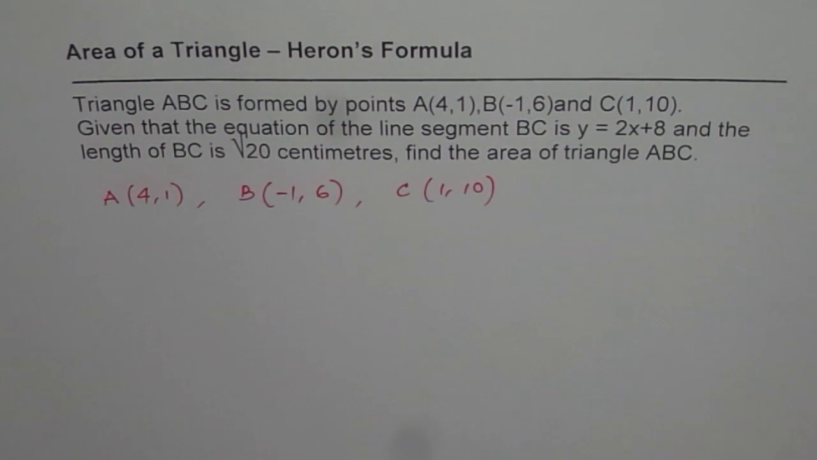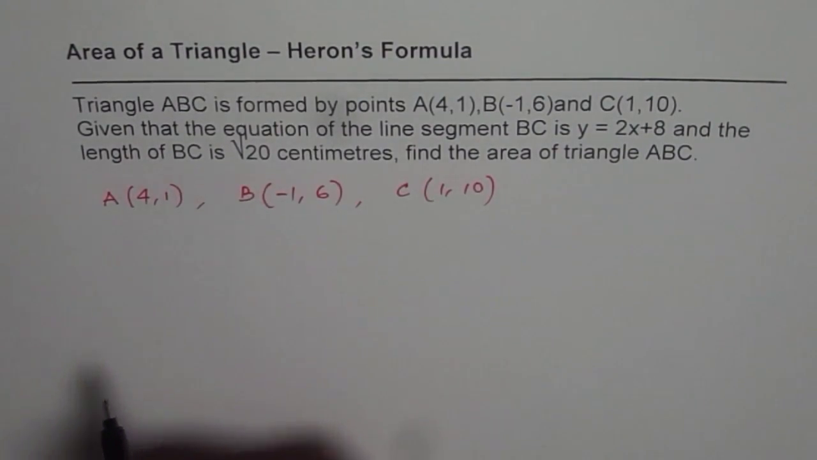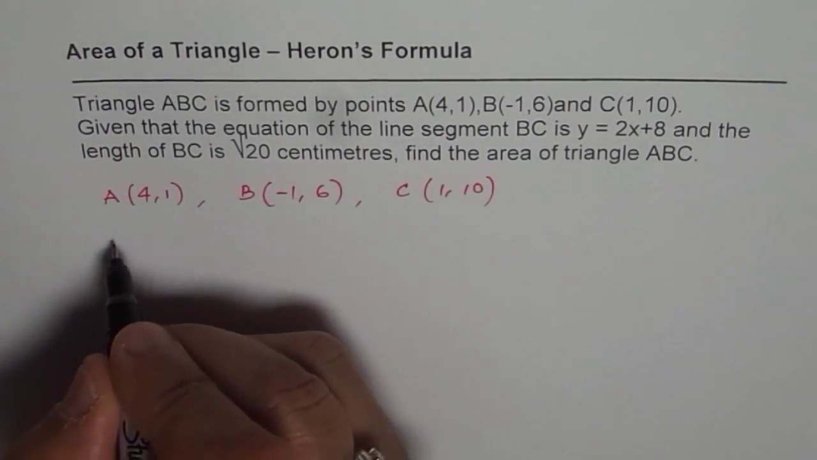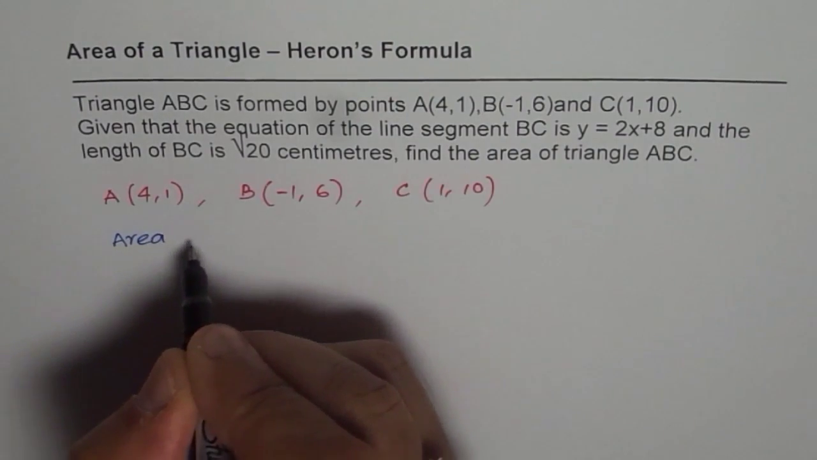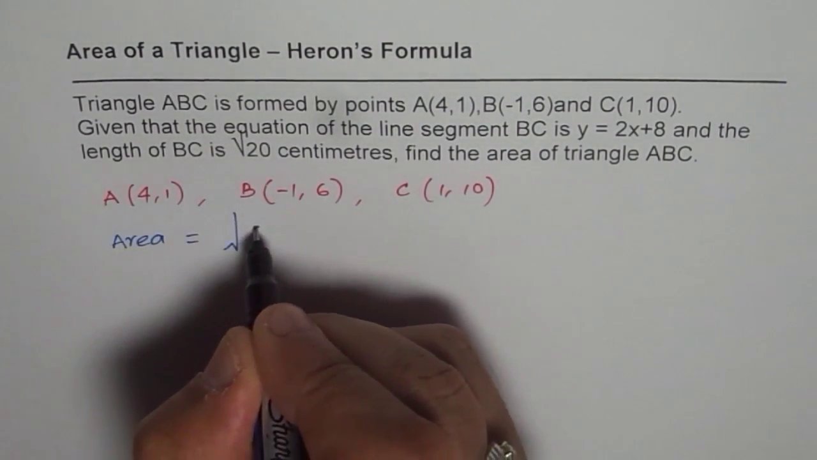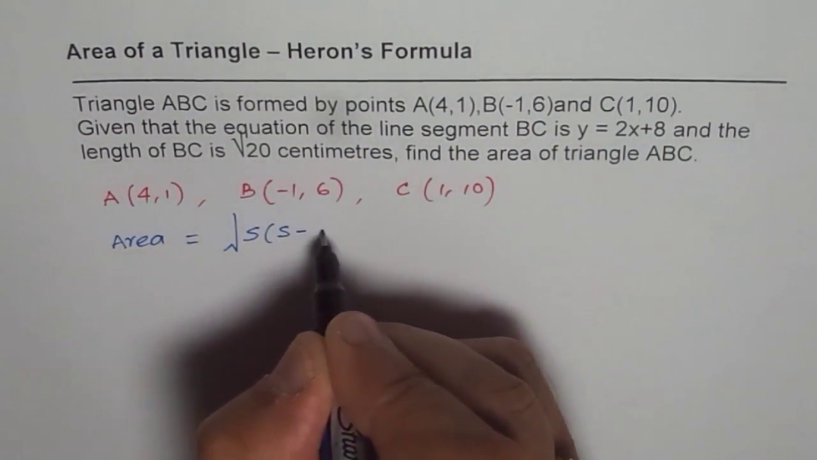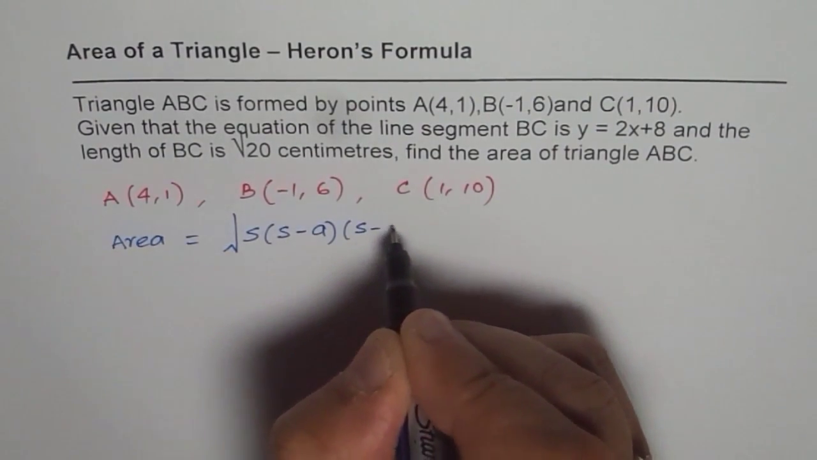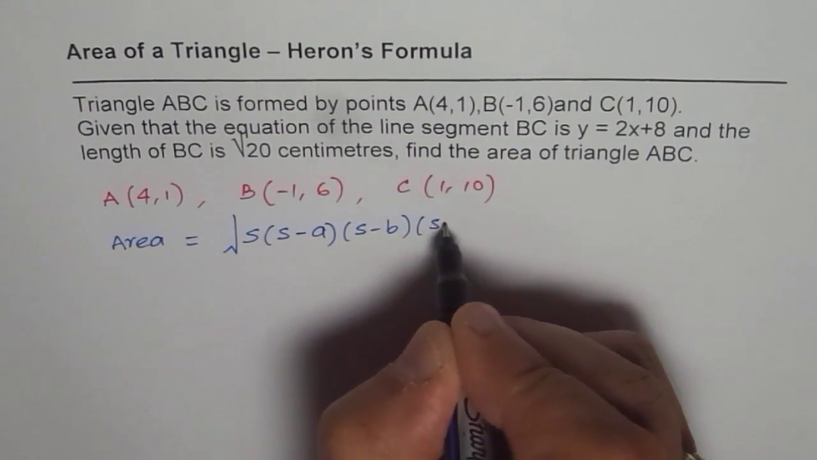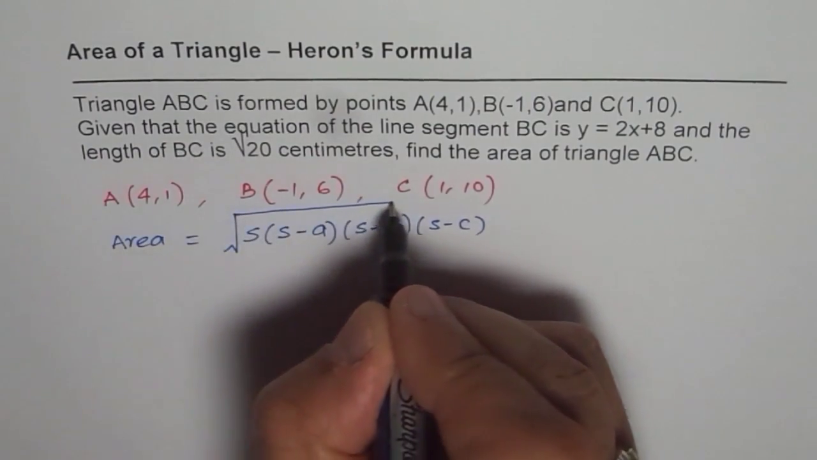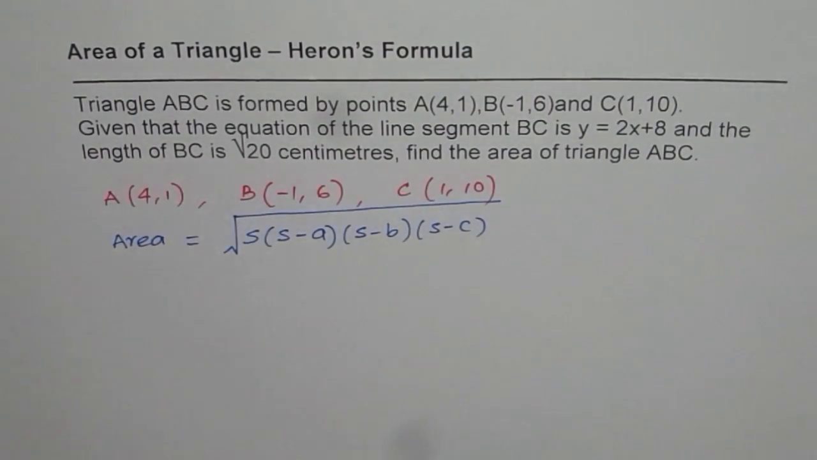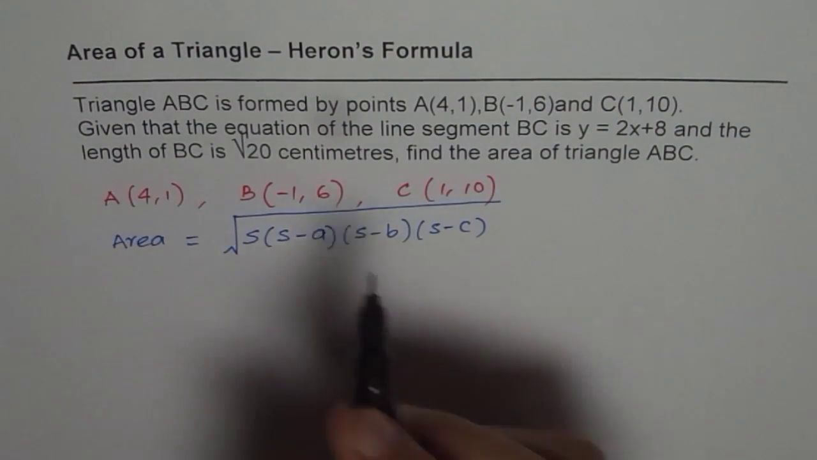Whenever you have a scalene triangle, the best formula to use to find the area of a triangle is Heron's formula, right? Heron's formula is given as area equals square root of S minus a times S minus b times S minus c. It's kind of scary, right? Now this is a very general formula and it can be applied to any triangle.